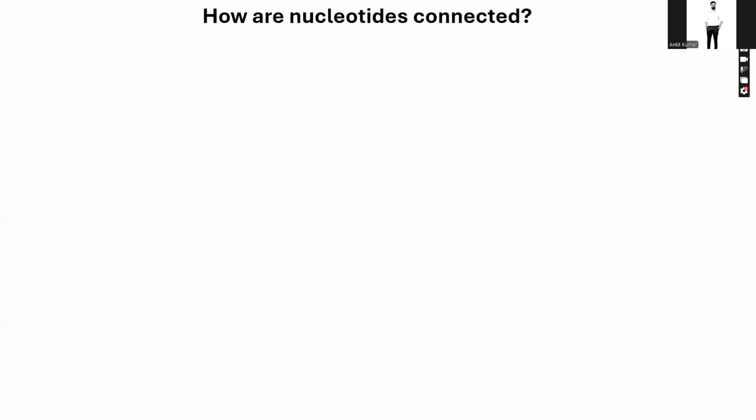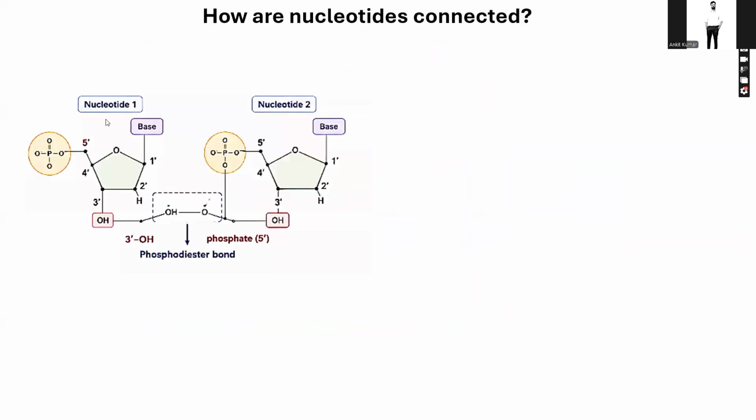So how are nucleotides connected? When we talk about two nucleotides, as we have seen, this phosphate group is not a reactive group. The hydroxyl group is a reactive group. Is that clear? A highly reactive group. So this hydroxyl group here and one oxygen of this phosphate group react, a condensation reaction happens, water molecules get released, and this forms a phosphodiester bond.